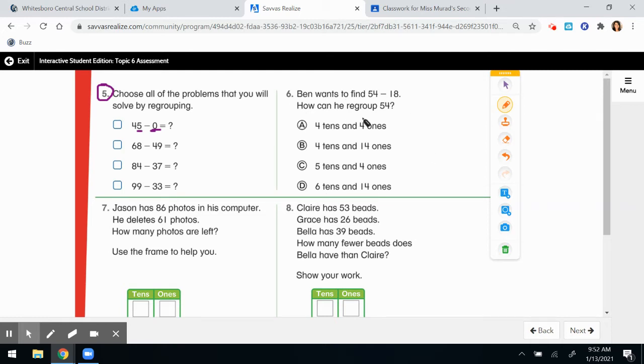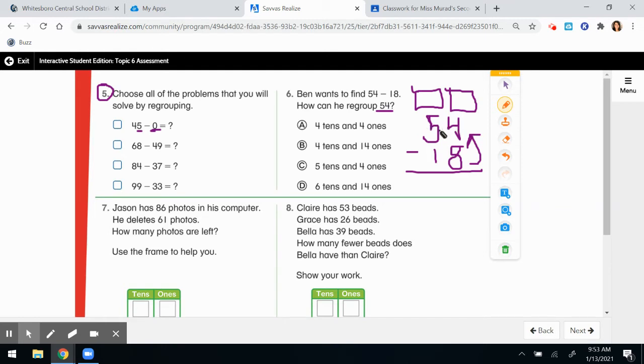You might not see one like this on your test. It says Ben wants to find 54 minus 18. How can he regroup 54? So they're asking, when I do 54 minus 18, what is that 54 going to turn into? Because I do have to regroup. So you could write this out with me, 54 minus 18. Then let's look. 8 is greater than 4, so you have to regroup.